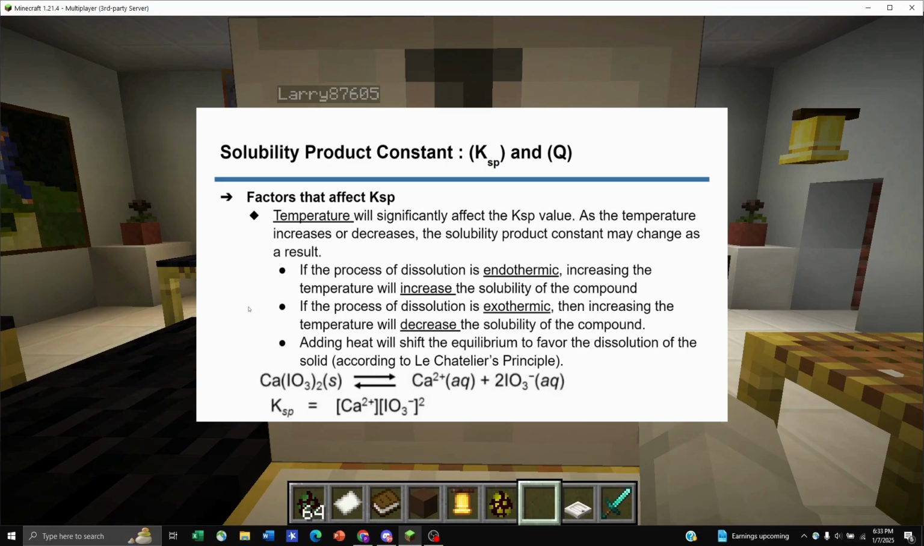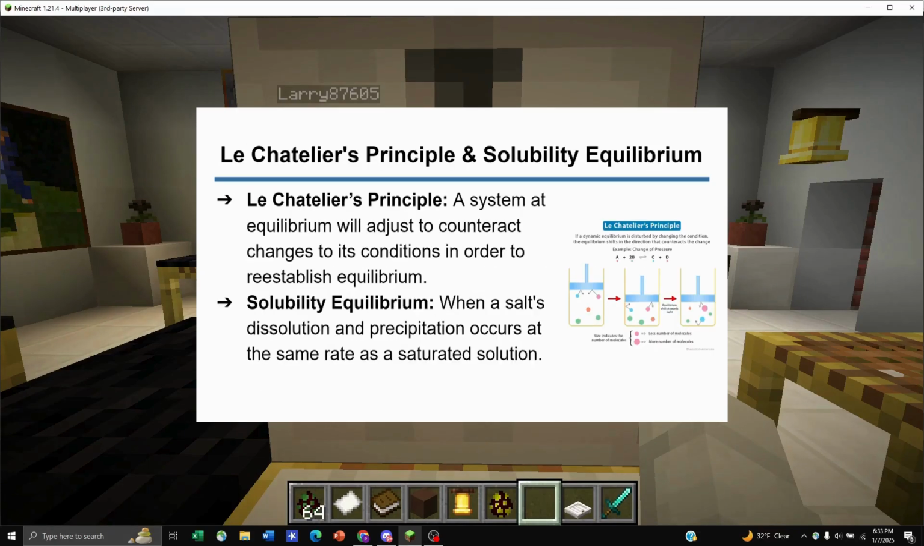Factors that affect KSP. Temperature is the only factor that will significantly affect the KSP value. As the temperature increases or decreases, the KSP value may change. If the process of dissolution is endothermic, increasing the temperature will increase the solubility of the compound. Likewise, if the process of dissolution is exothermic, then increasing the temperature will actually decrease the solubility of the compound. As we know, adding heat will shift the equilibrium to favor the dissolution of the solid according to Le Chatelier's principle. On the bottom, we can see an example of the KSP formula.